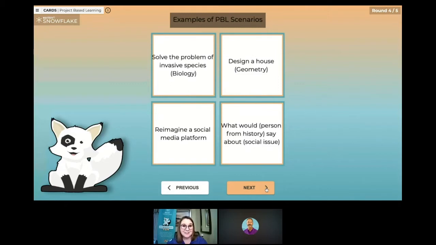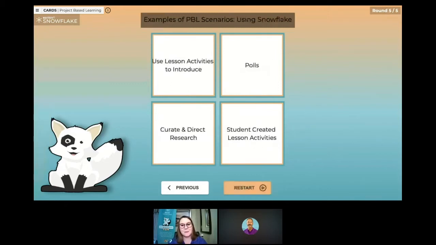Now, the fun part of using Snowflake. So that was a lot of how to do project-based learning and what it is and how it operates. But there's also different ways that you can use Snowflake to make that a lot easier so that it doesn't seem like such a daunting, overwhelming task. And I do have examples from when I was teaching how I used Snowflake when I introduced some of my own project-based learning in a classroom. One way would be to use lesson activities to introduce the entire project-based learning unit itself.